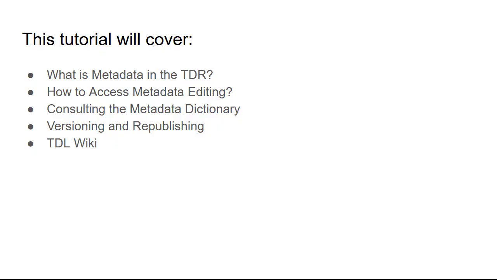In this tutorial, we will walk through several aspects of working with metadata in the Texas Data Repository. We'll start with a quick overview of what metadata is and why it matters. Then we will cover how to edit metadata if you need to make any corrections or updates. We'll also look at the Texas Digital Library's Metadata Dictionary, which gives detailed guidance on each field and how it should be formatted. Discuss how versioning works and what it means to republish your dataset after making any edits. And finally, we'll end with some additional resources such as the TDL Wiki page if you'd like to explore any of these topics further.